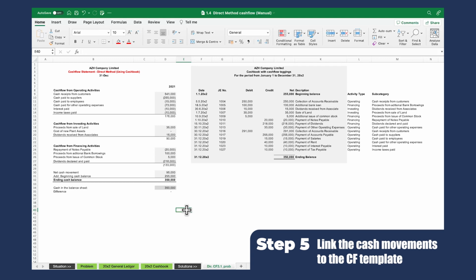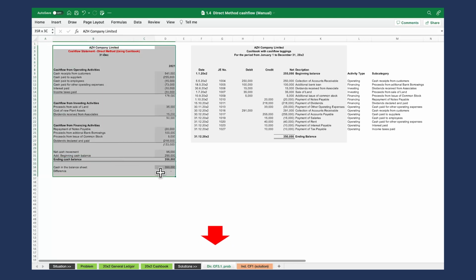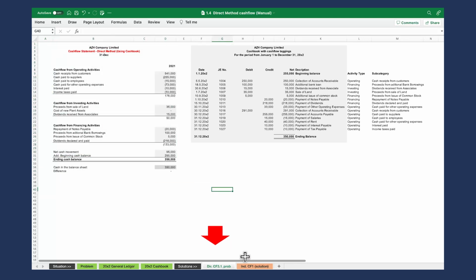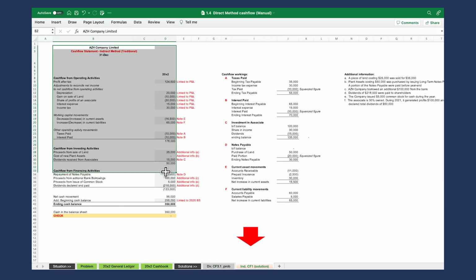You see, it is easy to do it if you have a very short and straightforward cash book. It becomes more challenging as you have more data that you are looking at. We are now in the part of the video wherein we compare the differences between the indirect method and the direct method cash flow we prepared just now. In this tab, this is the direct method cash flow that we just completed. In the next tab is the indirect cash flow that we completed in the previous videos.